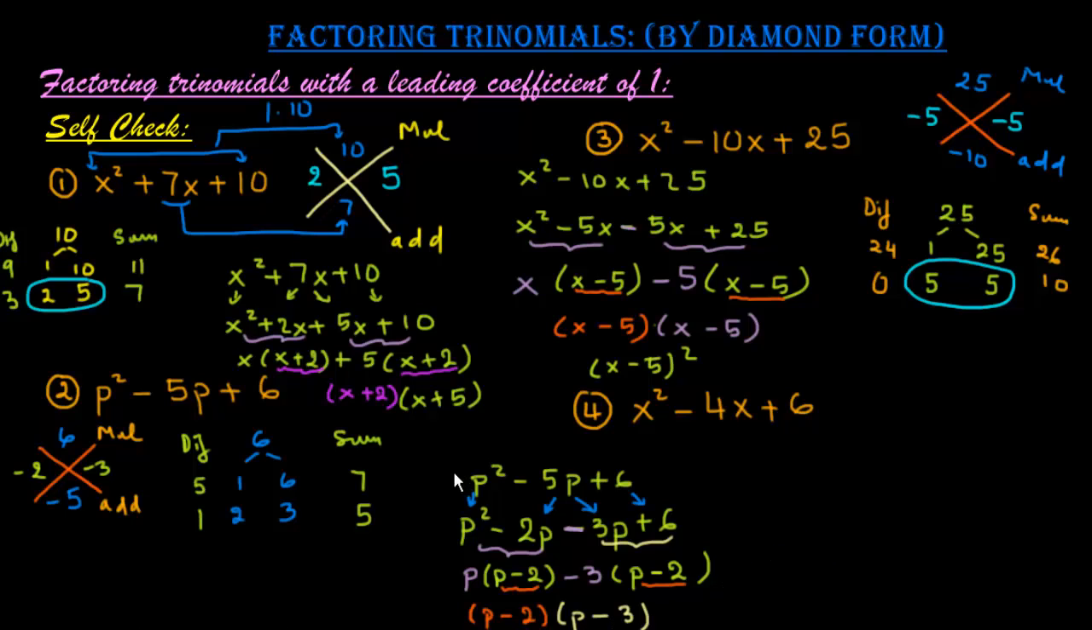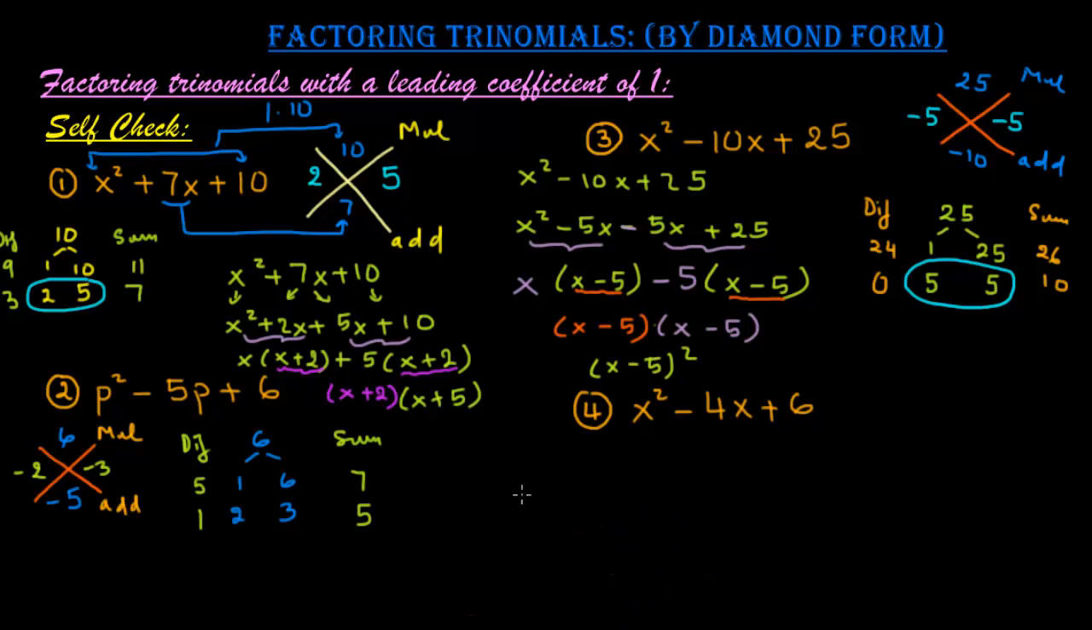Okay, now example 4, I need to delete this problem first. Okay, example 4, we do exactly the same thing. Draw the x. First times last, so 6 on the top, negative 4 at the bottom. We find a pair that multiplies to give 6 and adds to give 4. So let's find the factors of 6. 6 is 1, 6, and 2, 3. 3 and 2 is the same pair, so we don't count that.